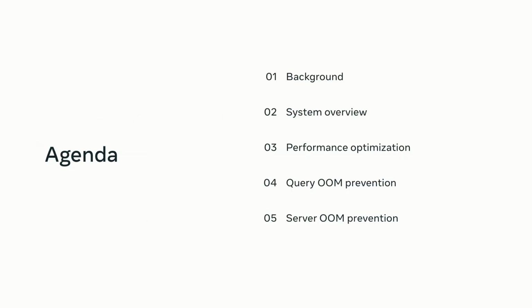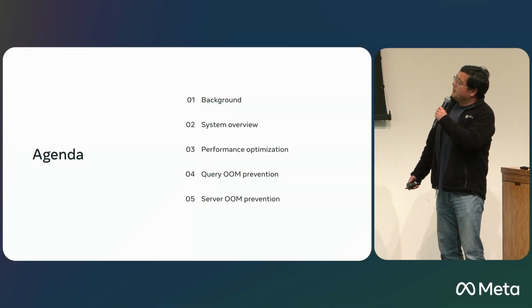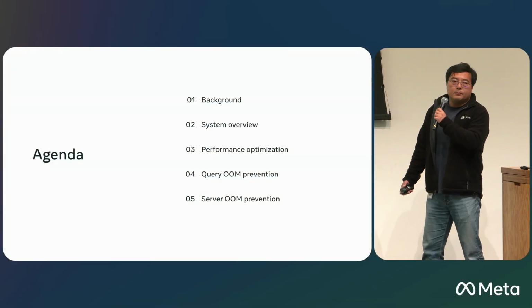We first discuss the memory-related problems we encountered during the Prestissimo migration, and then the key achievements we made in addressing them. Next, we take a quick overview of the Velox memory system to see how it works. Then we deep dive into the improvements we made in three key areas: performance, query OOM prevention, and server OOM prevention.